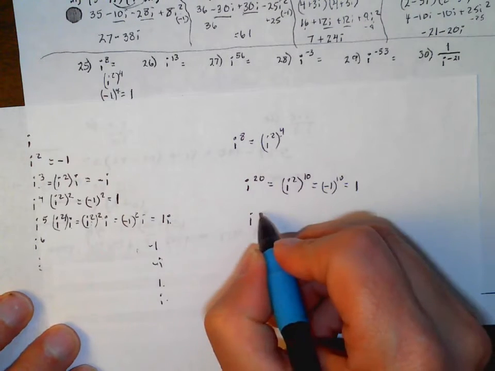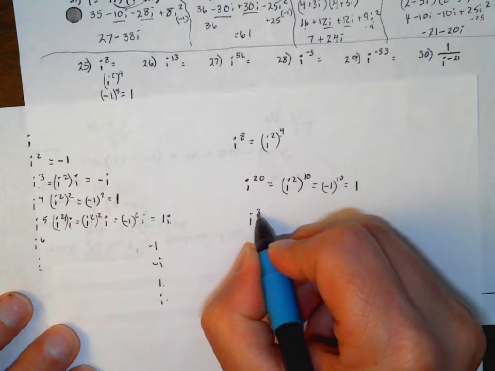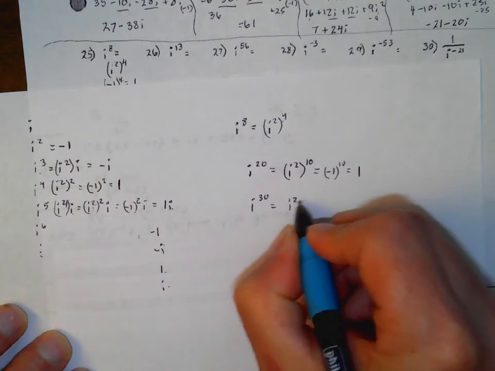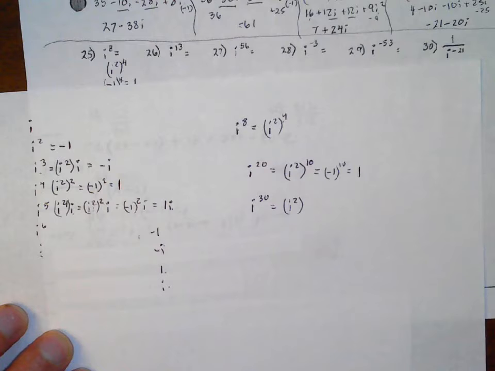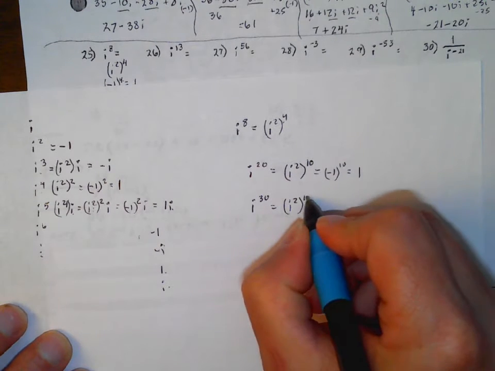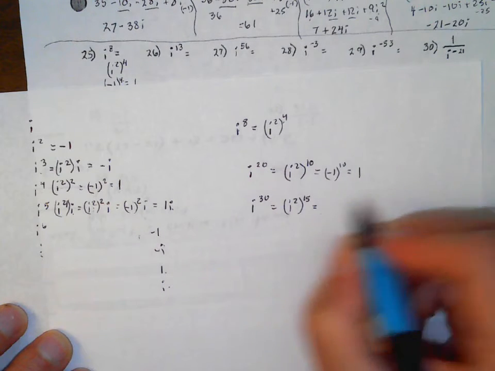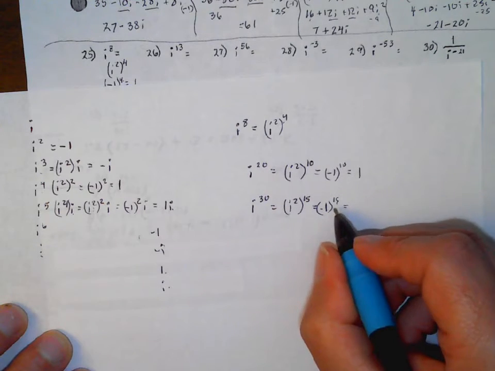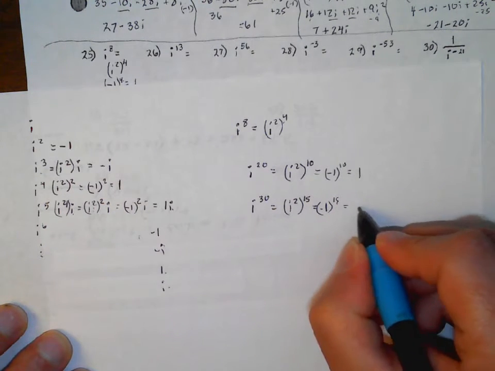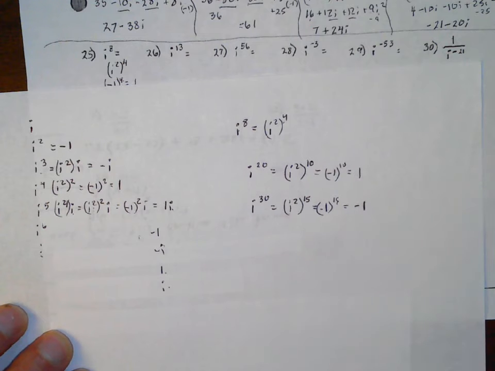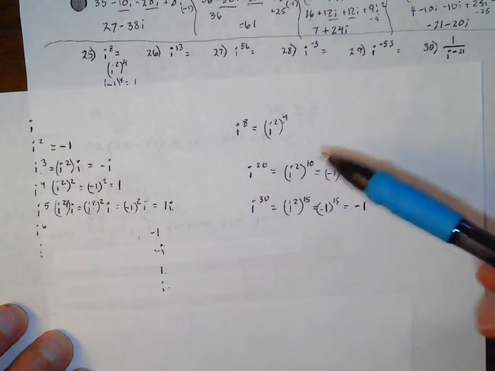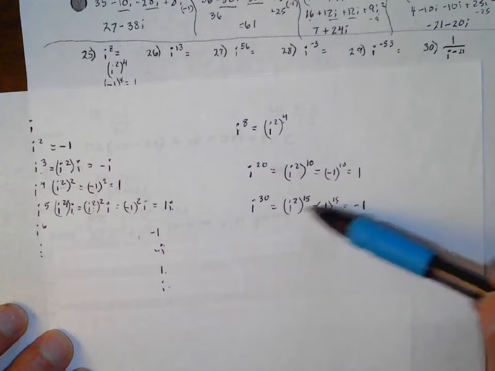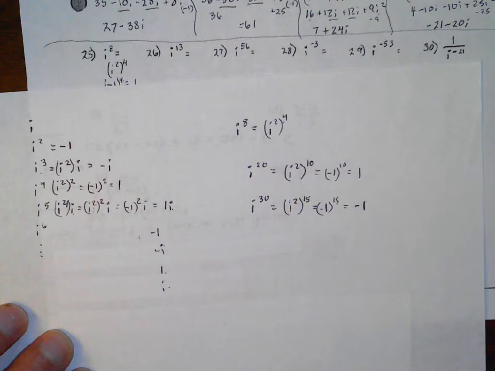Okay, let's do i to the 30th. Once again, how many i squareds are there in i to the 30th? It'd be 15 of them. So this is the same as -1 to the 15th, and -1 times -1 times -1, 15 times, would be -1. Hopefully you're noticing that if it's even, you can just pull out how many i squareds there are, and it's either going to be 1 or -1.